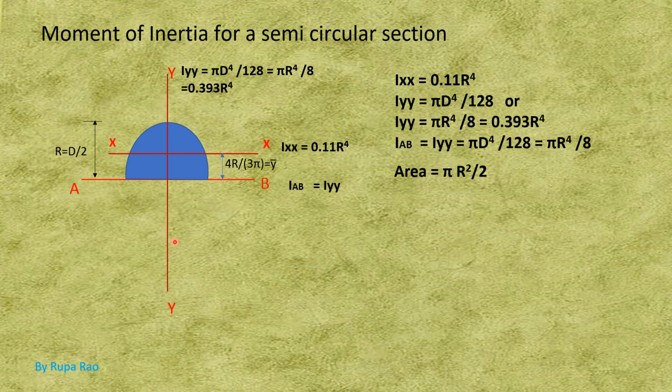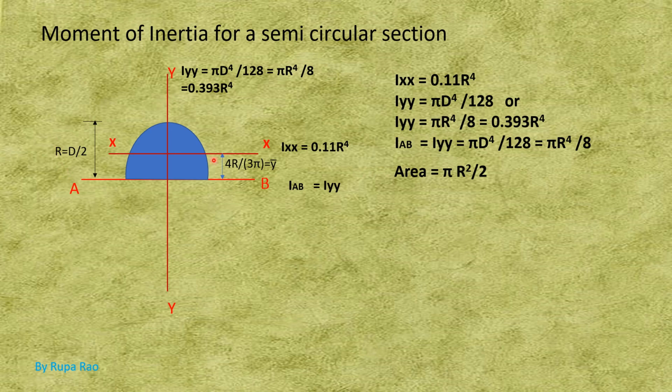If I want it about this axis YY, it is pi d raised to 4 divided by 128 in terms of diameter, or it is pi by 8 r raised to 4. So pi r raised to 4 divided by 8. Pi by 8, if we calculate it, comes to 0.393 r raised to 4. In a few books you may get this formula, in a few books you may get that formula. It is one and the same.